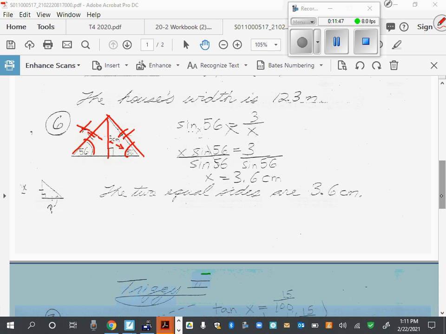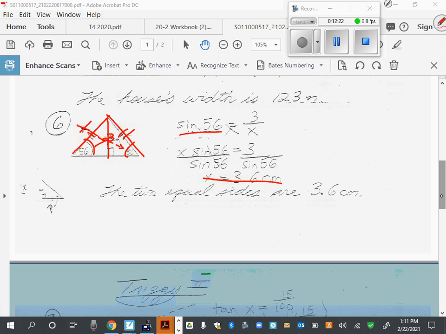Now you have a triangle where you have to find x, because it says how long are the equal sides. So you just use this. This was 3. Opposite over hypotenuse is a sine. Cross multiply, 2-stepper, and be careful. The answer is 3.6, but I could ask you, how long are the equal sides to the nearest centimeter? If I asked you that, you'd put 4 centimeters, right?